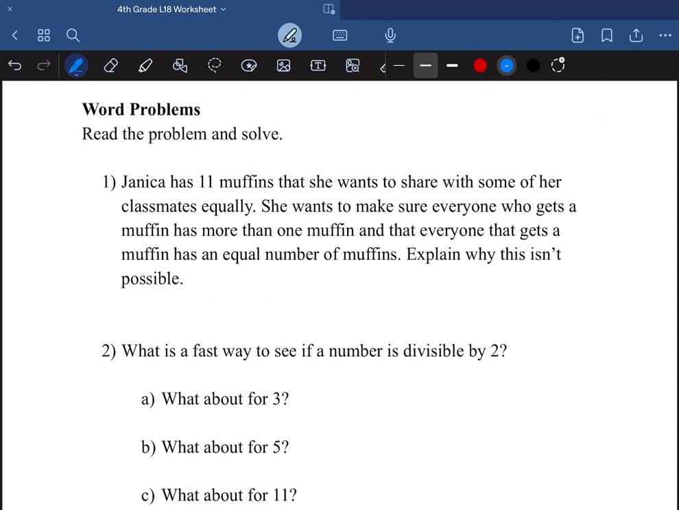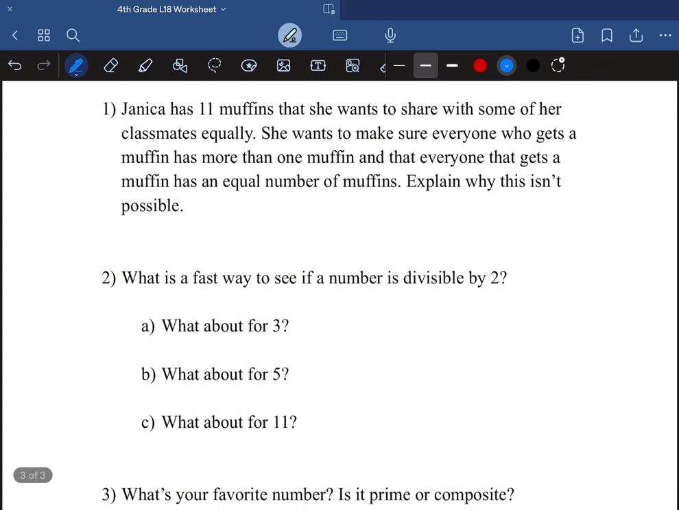So the reason why this is not possible is because 11 is a prime number, which is only divisible by the number itself and 1. So the leftover muffin that she has, she can keep it to herself, but then that would be considered not sharing. Or she could just share it with other people, but she said that she wants to share with everyone equally, and that each person that she gives it to, she wants them to get more than one muffin, so it would be against that.